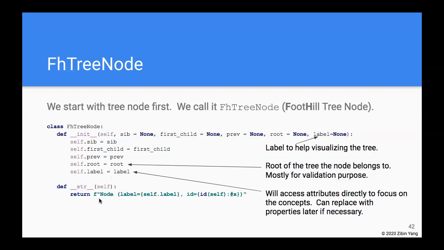And lastly, in the dunder string method for the tree node, we basically return the label, which again would help us to see which node we're talking about. And it kind of helps to have the ID there too, just as in the case of a linked list node. Now, one last thing I want to mention is, as you can see, we are going to just access these attributes directly because I just want to focus on the concepts. Ideally, we want to use setters and getters, but the good thing is with Python properties, we can define those later if we have to without changing the code that we will already have written by then.